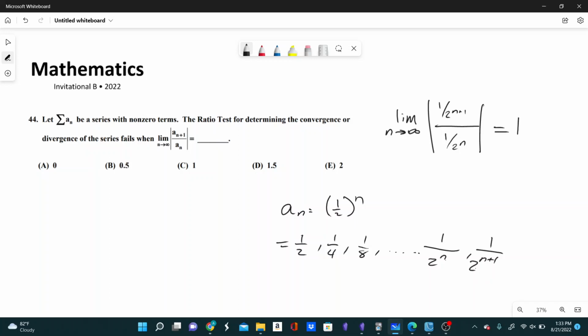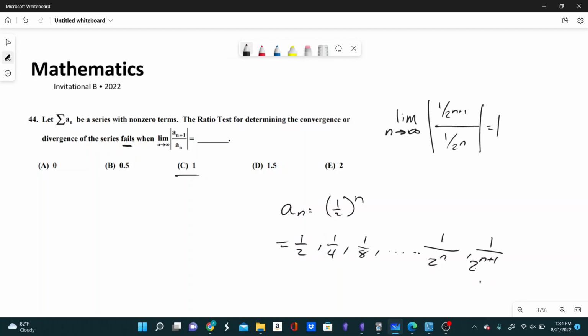And that's actually what this says. The convergence or divergence of the series fails when it's equal to 1. But let's say this was less than 1. If this is less than 1, then we know that it converges. If it's greater than 1, then we know that it diverges. But if it's equal to 1, then we don't know, and we have to use some other kind of test. So just for the sake of this, let's see if this one converges, diverges, or if you're going to need to figure something else out.